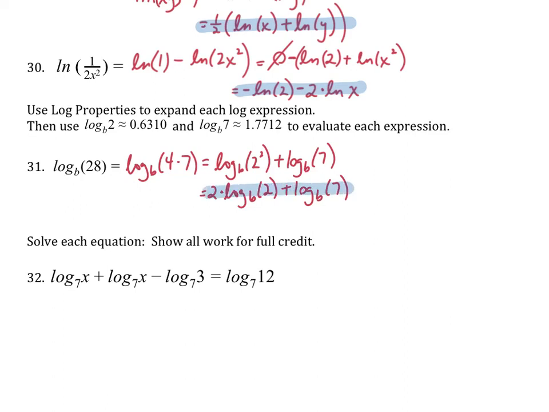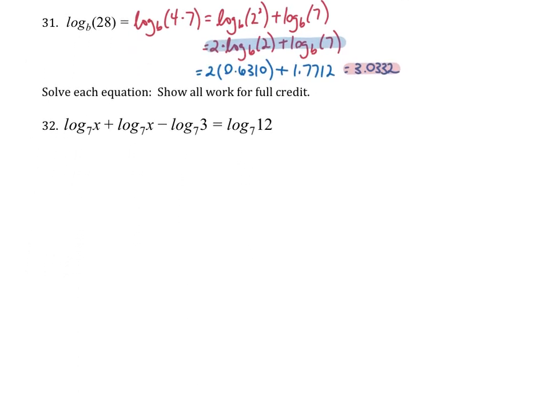The next part, it says expand each log expression, then use the information above to evaluate each expression. So I'm just going to take that information and substitute it in. So I have 2 times, well, log base b of 2 is approximately 0.6310, plus log base b of 7 is approximately 1.7712, which I'm just going to say equals, when you put that in your calculator, you get about 3.0332. So there's that evaluation.